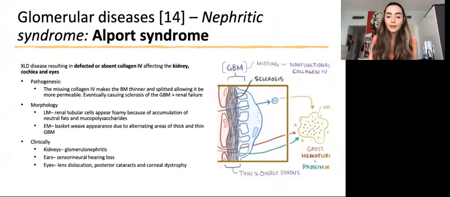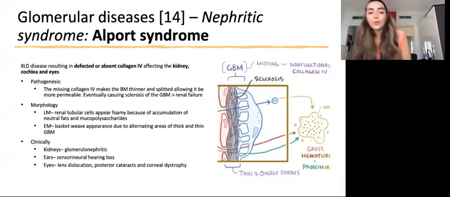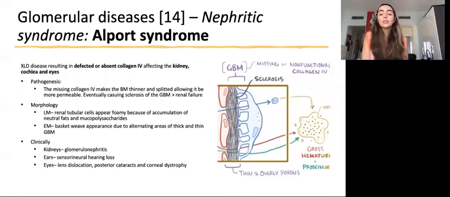Then we have the last nephrotic syndrome, or even the last glomerular disease, and this is called Alport syndrome. This is an X-linked dominant disease from defective or absent collagen type 4 that affects the kidneys, the cochlea, and the eyes. This missing collagen type 4, which is crucial in the basement membrane, makes the basement membrane thinner and split, making it more permeable.